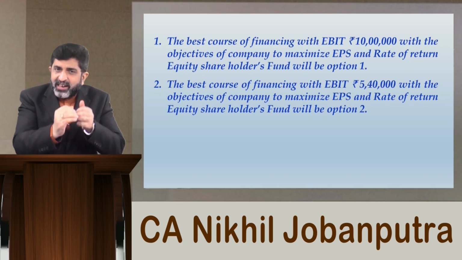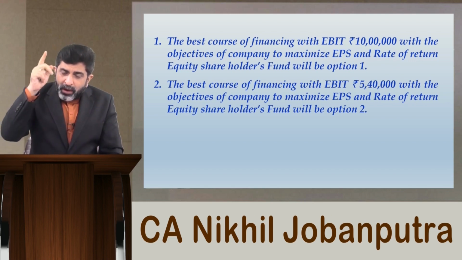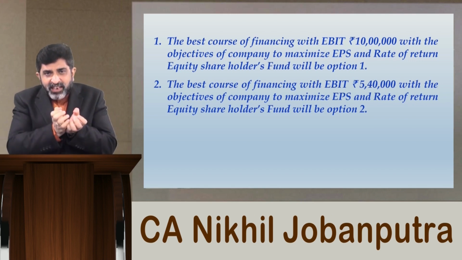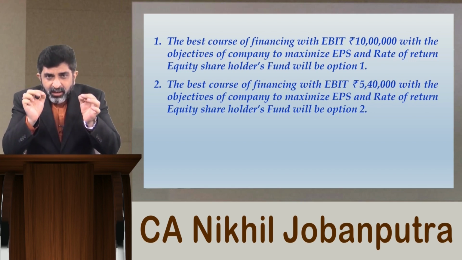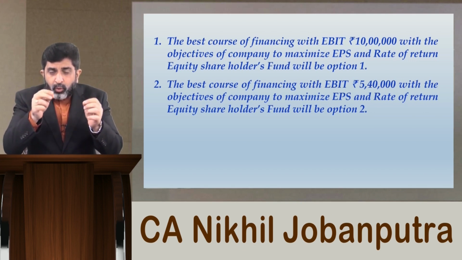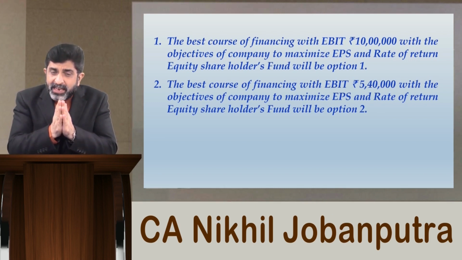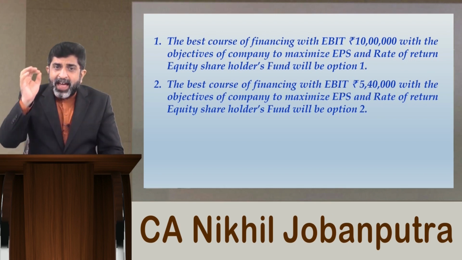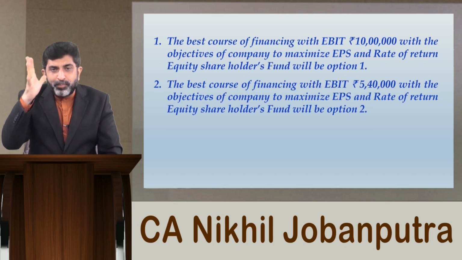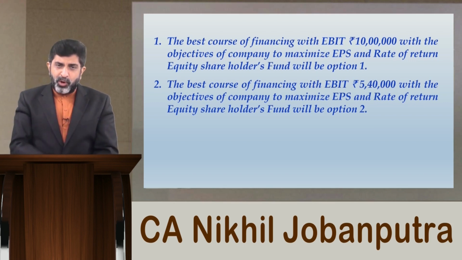Option 1 is a little risky option. So when you have more income in hand, option 1 will be better. When you have less income in hand, option 2 is better. So there must be one level of EBIT when option 1 and option 2 both will be appearing to be indifferent. And that is what we identify as financial indifference point. So you know, how do we calculate financial indifference point?